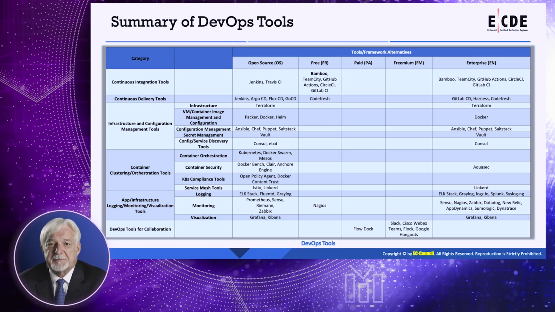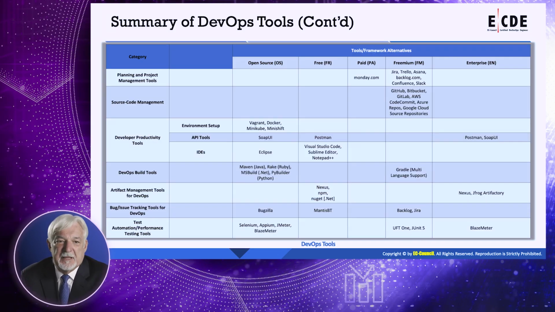More DevOps tools include things like planning and project management. Jira is a rather large one out there, as is Monday, Asana, Backlog, Confluence, and Slack. For source code management, think library controls and things like that. You have GitHub, Bitbucket, GitLab, AWS CodeCommit, Azure Repos, Google Cloud source repositories.